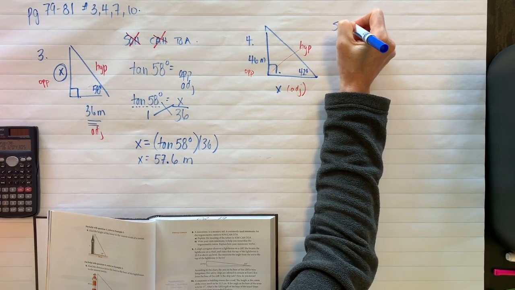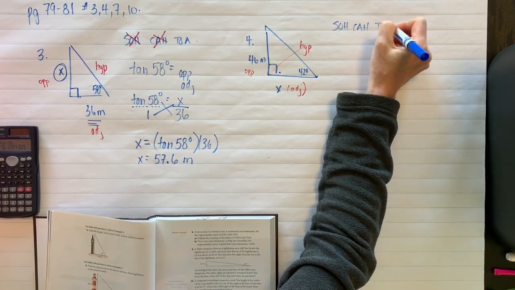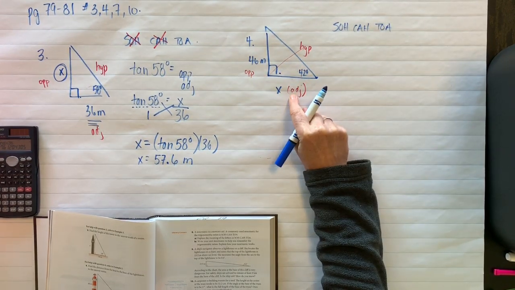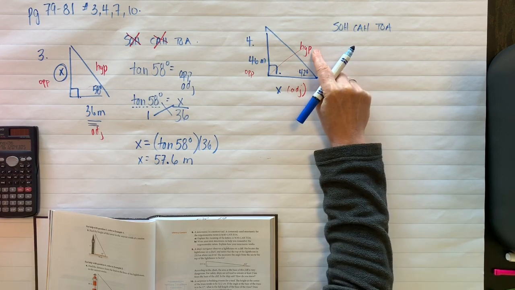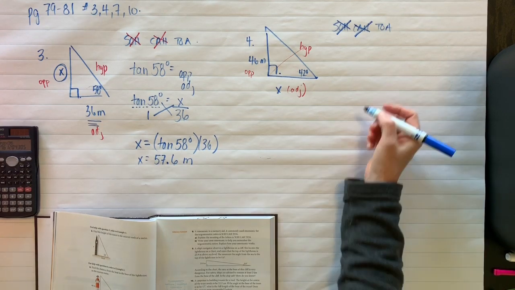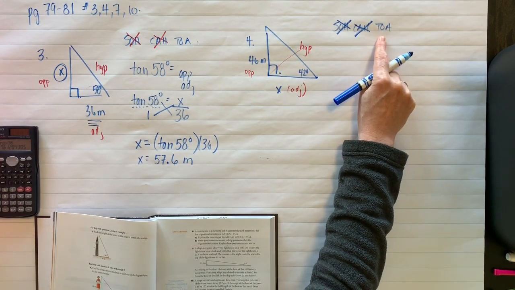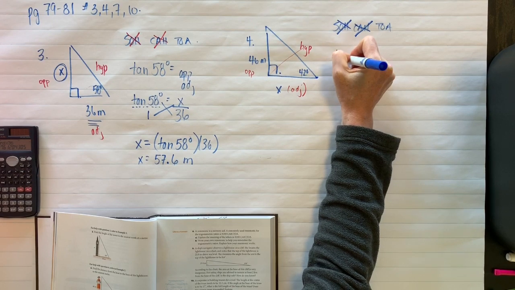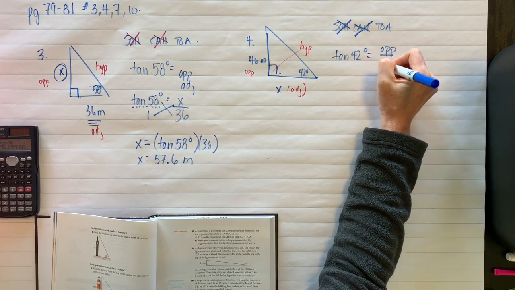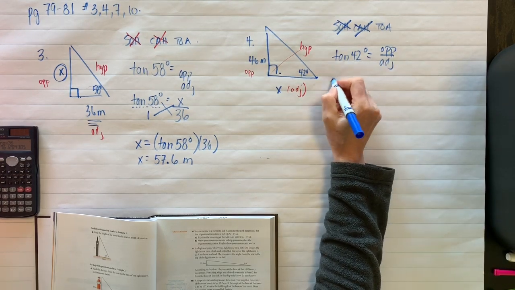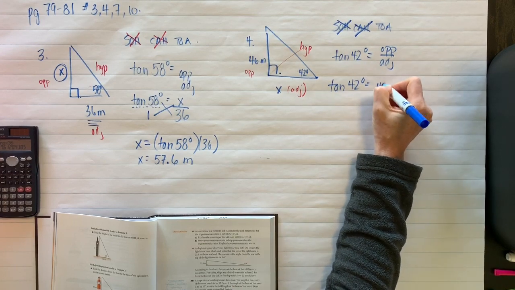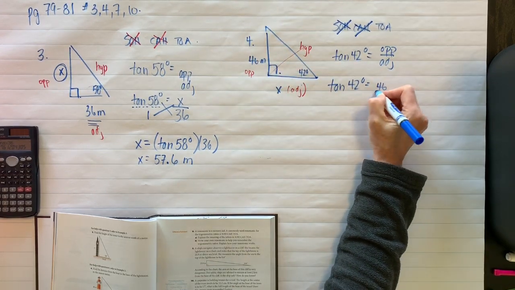Again, looking at SOHCAHTOA, I know the opposite. I want to know the adjacent. I don't know hypotenuse, and I don't care about hypotenuse, so I can get rid of anything that has hypotenuse in it. And again, I'm stuck with tan. So I have the tan of 42 degrees equals opposite over adjacent. Tan of 42 degrees equals the opposite, which is 46, over x.